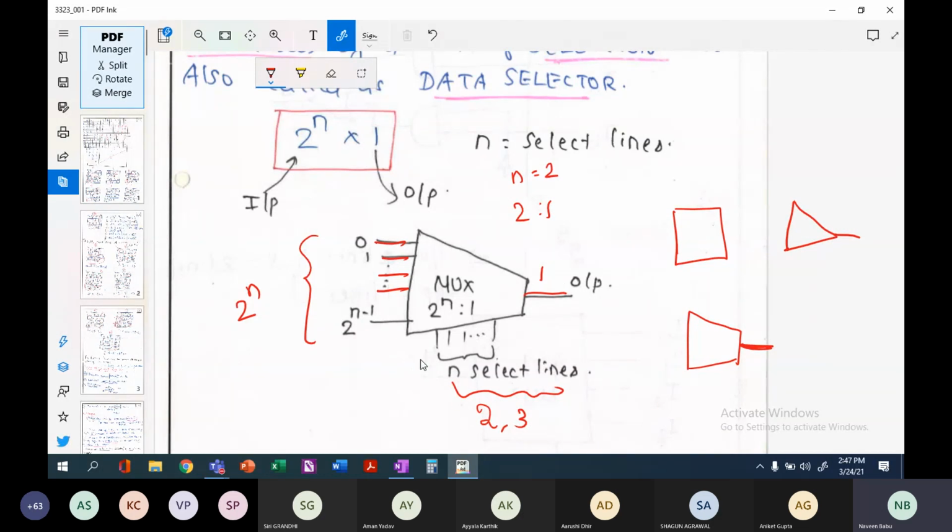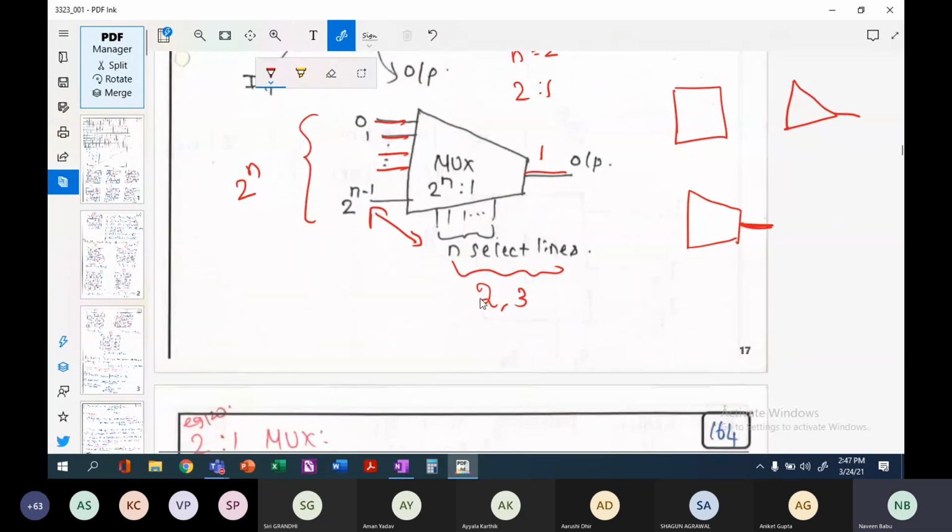So the relationship here is between the select lines and your input lines only. The output line is just directing. The select lines play a crucial role in selecting the inputs and carrying them forward to the output. Now let us look at the function here.